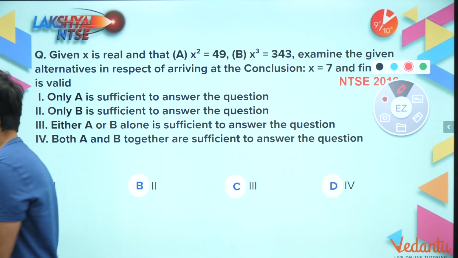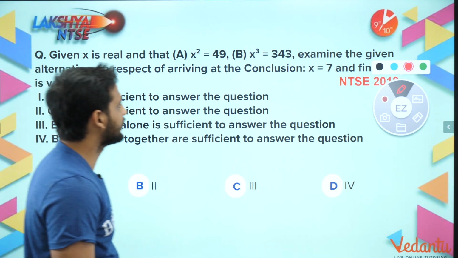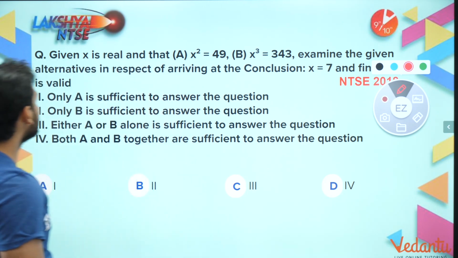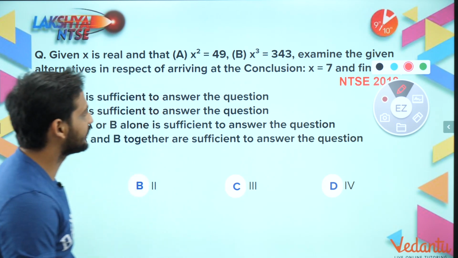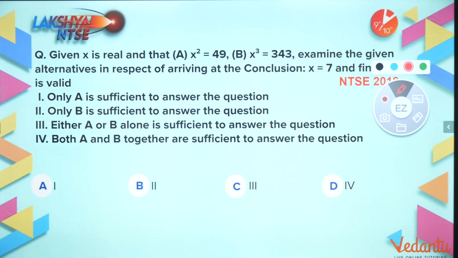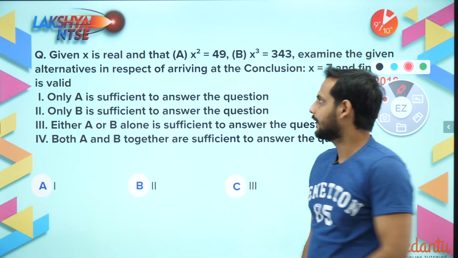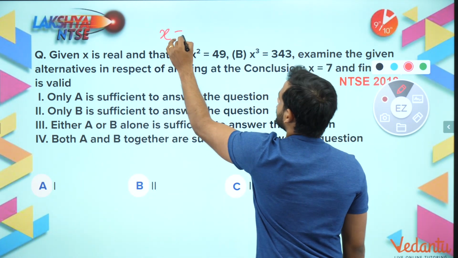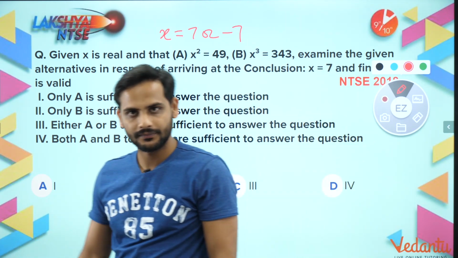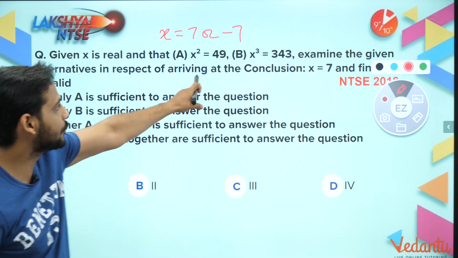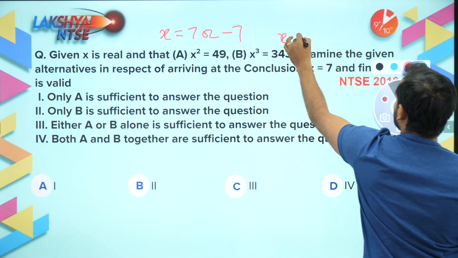Given x is real and x square is 49 and x cube is equal to 343, examine the given alternatives in respect of arriving at the conclusion that x is equal to 7. Okay, so 4 options are here. Now see, if x square is 49, I can say that x is either 7 or minus 7. Both the answers can be true, right? When x cube is 343, I definitely know that x is equal to 7 only.